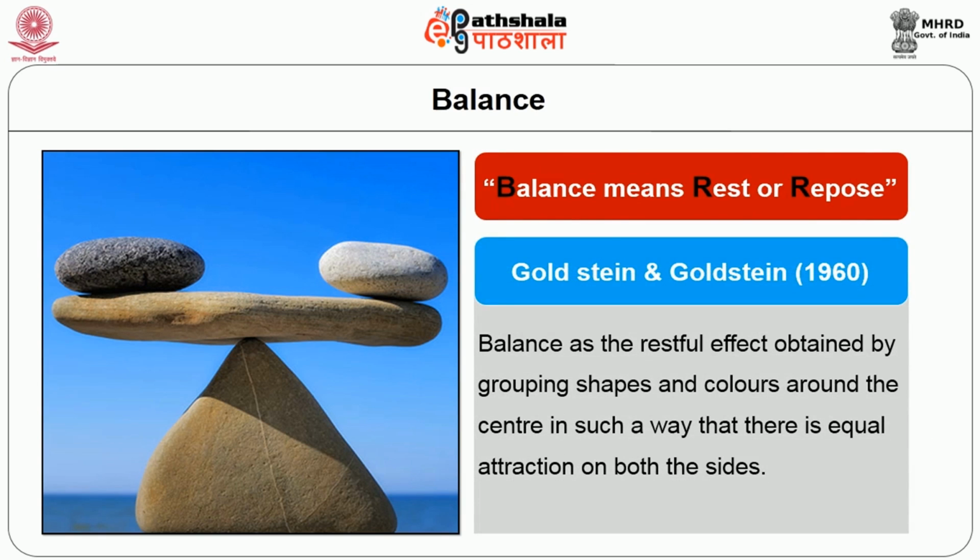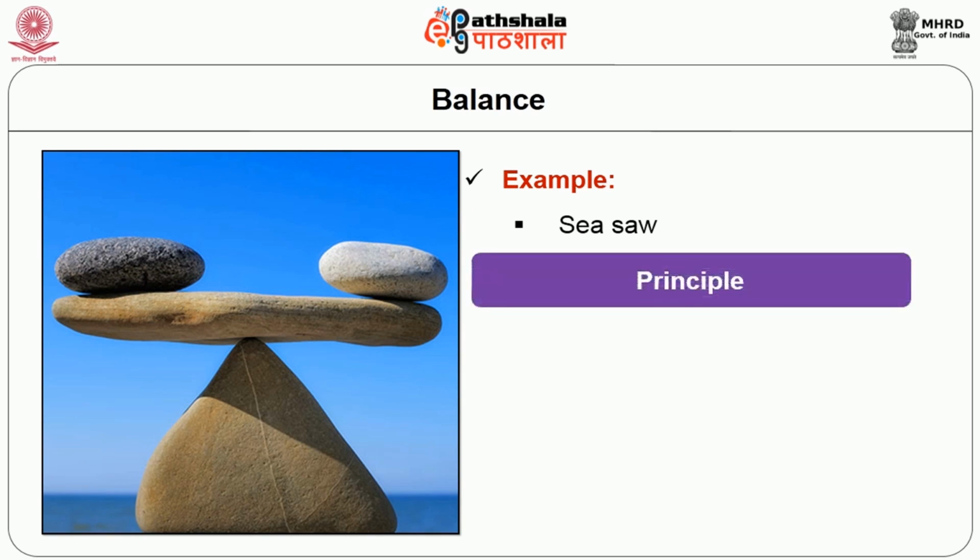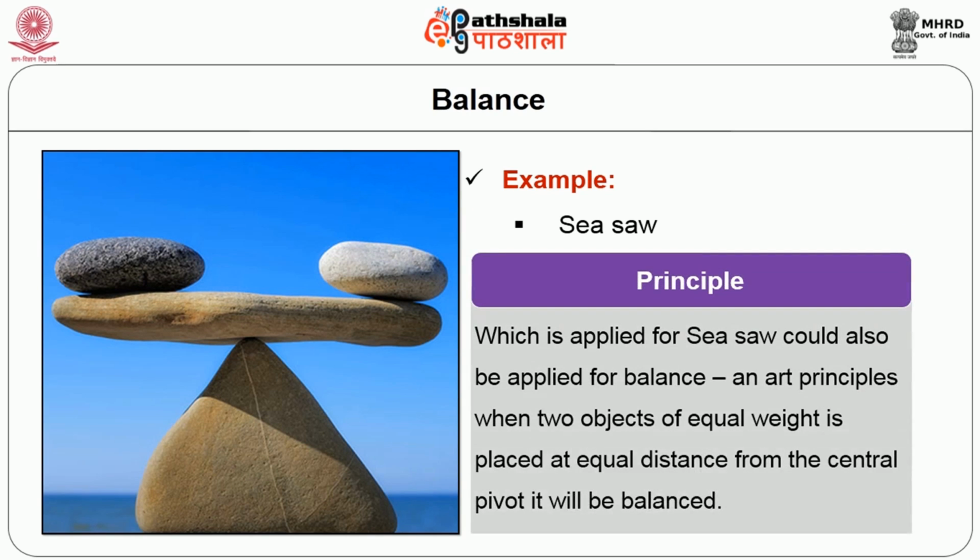Goldstein and Goldstein define balance as the restful effect obtained by grouping shapes and colors around the center in such a way that there is equal attraction on both sides. A perfect example for balance is a seesaw. The principle that is applied for a seesaw could also be applied for balance, an art principle. When two objects of equal weightage are placed at equal distance from the central pivot, it will be balanced.